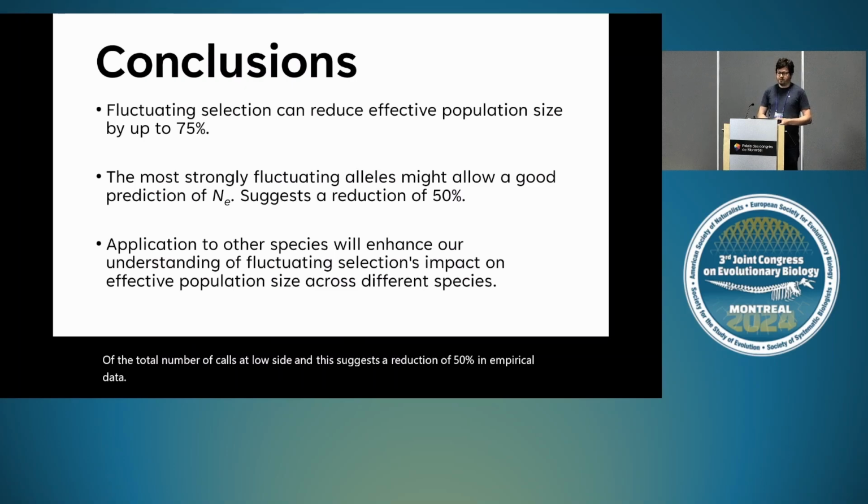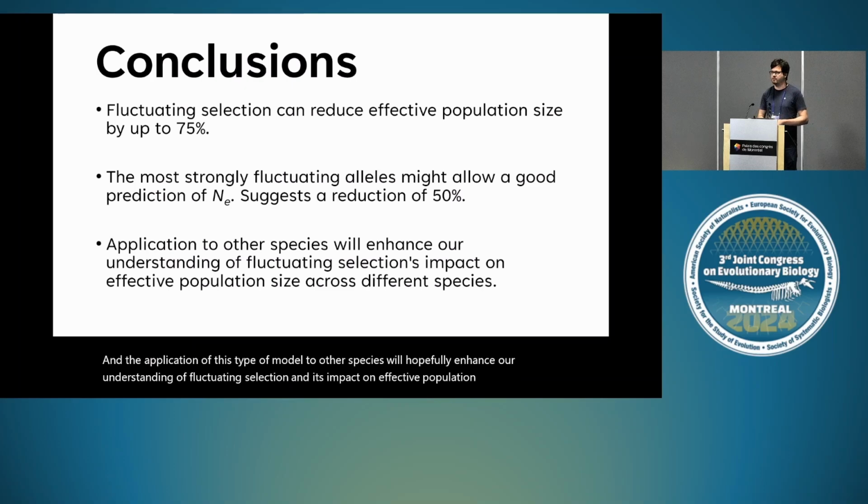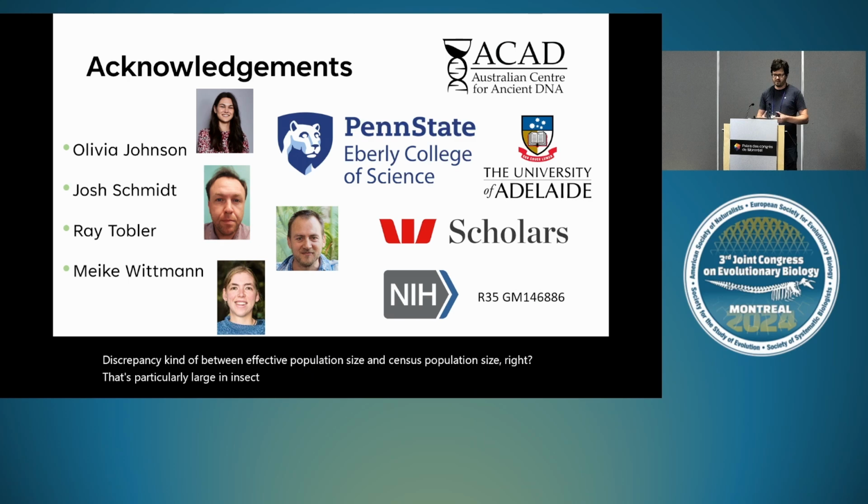And the application of this type of model to other species will hopefully enhance our understanding of fluctuating selection and its impact on effective population size across different species, and maybe also contribute to this discrepancy between effective population size and census population size, right? That's particularly large in insect populations. So that's work by grad student and now postdoc in my lab, Olivia Johnson, mainly, also contributions by Josh Schmidt, Ray Tobler, and Mike Wittmann.